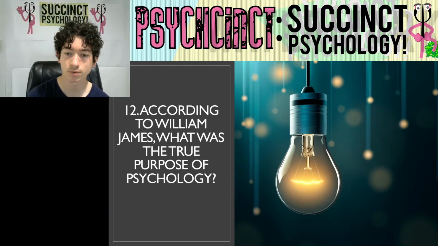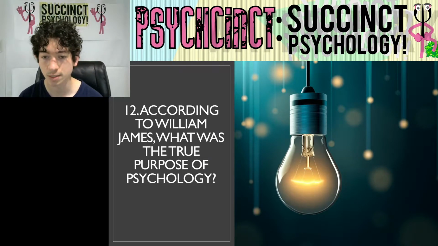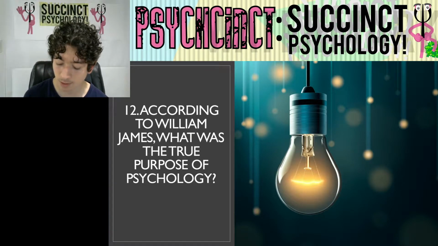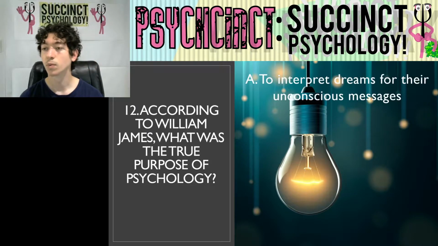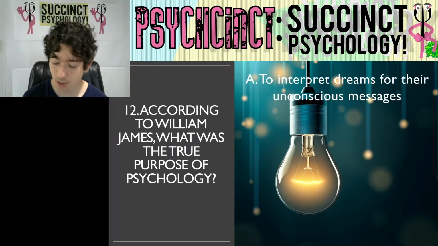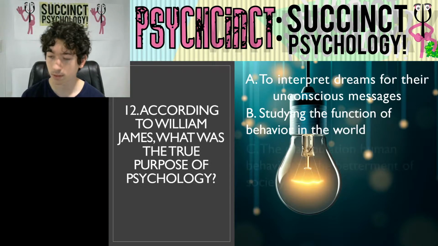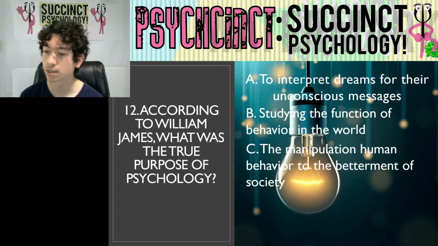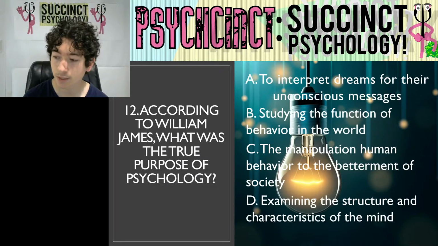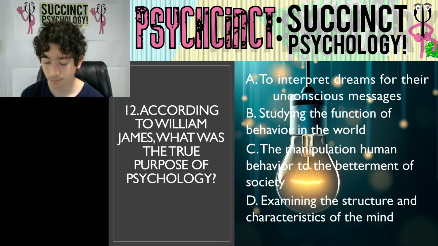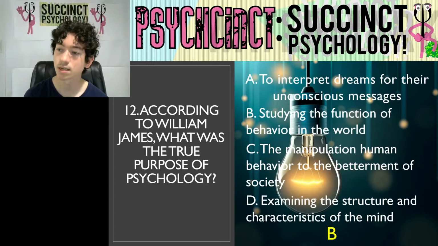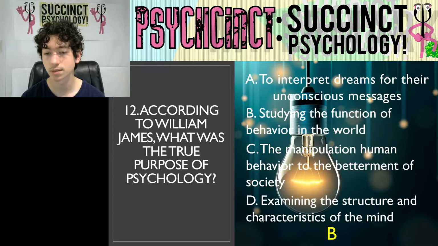On to question 12. According to William James, what was the true purpose of psychology? Was it to interpret dreams with their unconscious messages? Was it studying the function of behavior in the world? Was it the manipulation of human behavior to the betterment of society? Or examining the structure and characteristics of the mind? And if you chose B, studying the function of behavior in the world, you are correct.